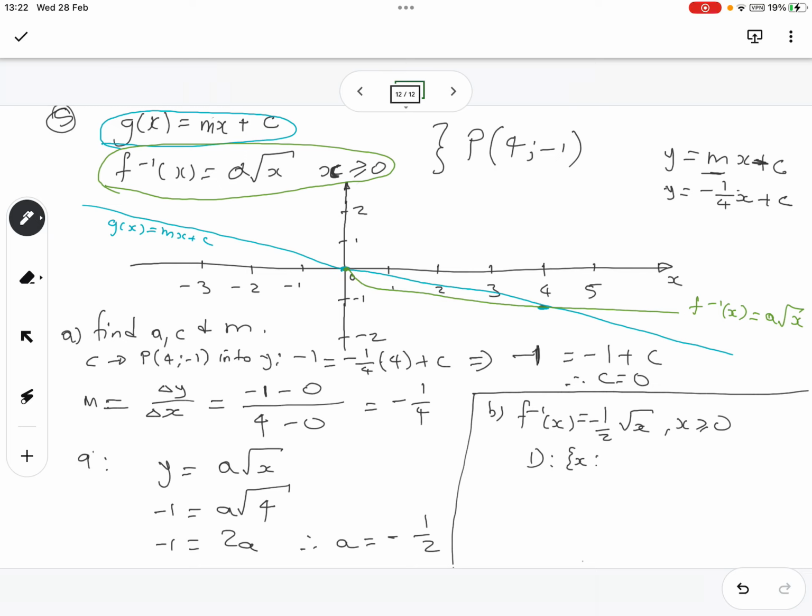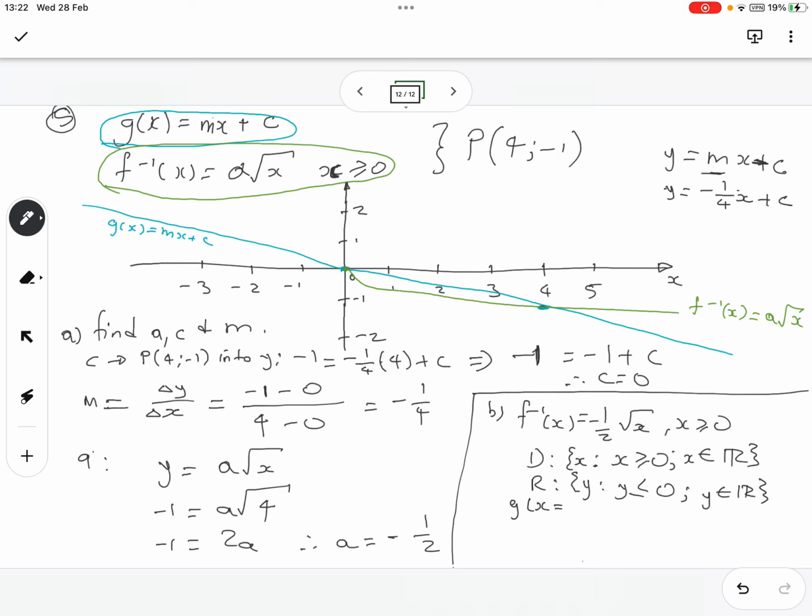Sorry. x is an element of positive, x is greater than or equal to 0, okay, x is an element of real numbers. Alright, x is an element of real numbers. Perfect. Then what's the range of the inverse function of x? y is less than or equal to 0, and y is an element of real numbers.